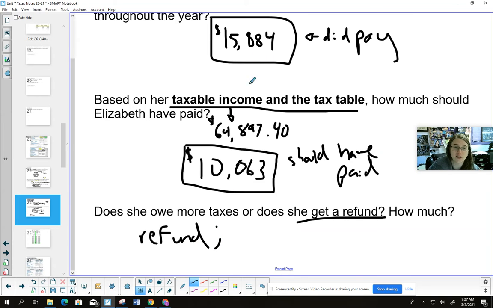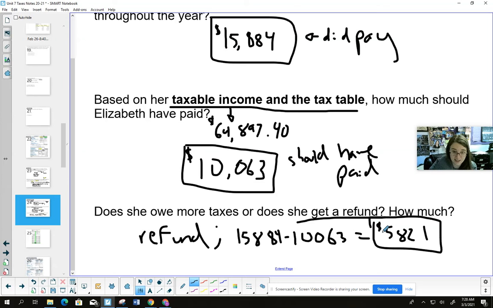How much is the difference between them? So go ahead and subtract those. 15,884 minus 10,063. Okay, we get 5,821. So this is her refund check. She gets that mailed off to her all in one check, or it goes straight into her bank account because she paid too much in taxes.